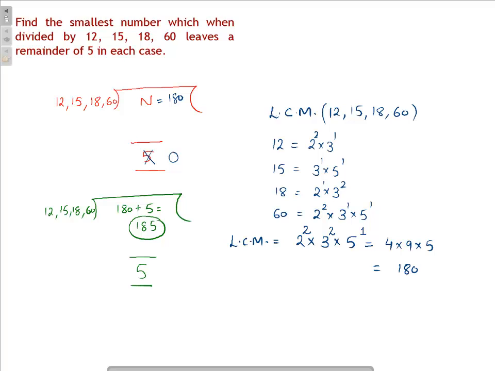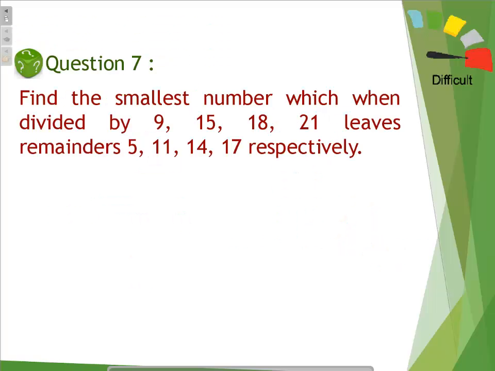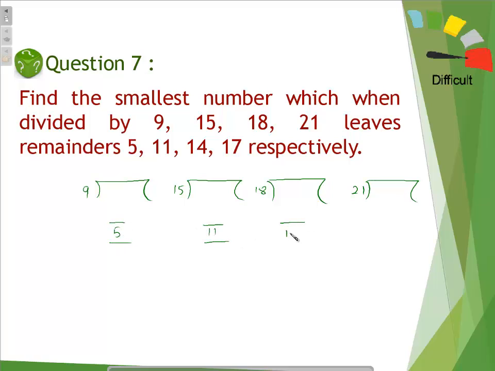Now come to the next question. A very nice question based on least common multiple. Difficult too. So it says find the smallest number which when divided by 9, 15, 18 and 21, the remainders should be 5, 11, 14 and 17.